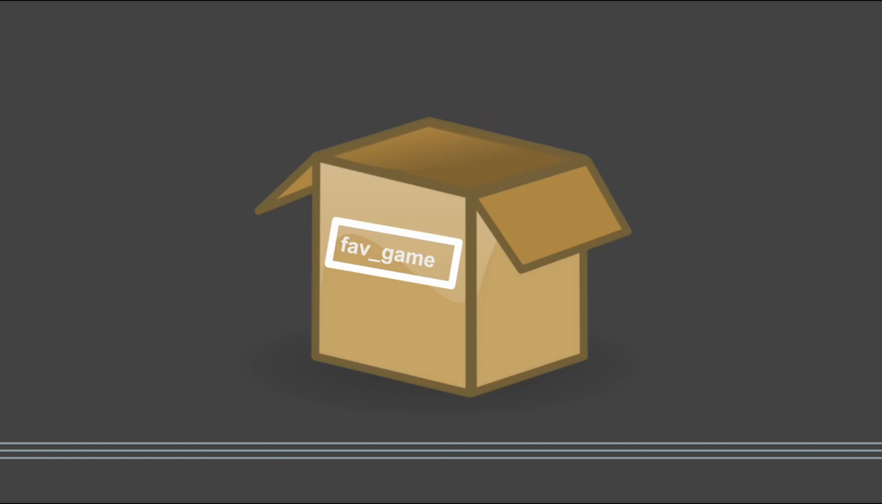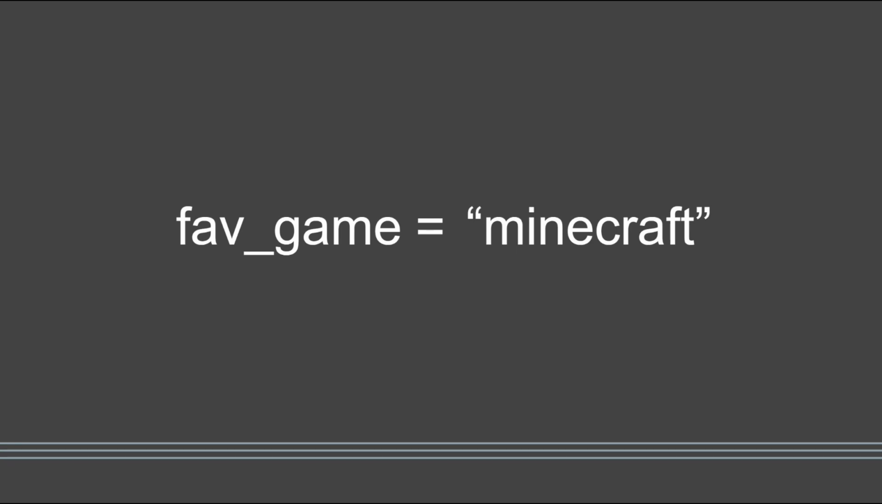Alright, so now that we've seen what a variable is using the box as an example, let's take a look at what creating a variable in Python would actually look like. The first thing we're going to do is start off with the name of our variable. In this case, we'll use the same example, favorite_game. Once we name our variable, we're going to assign it to a value. In this case, the string called Minecraft. A string is just a series of characters surrounded by quotes, but we'll talk more about strings in another video.